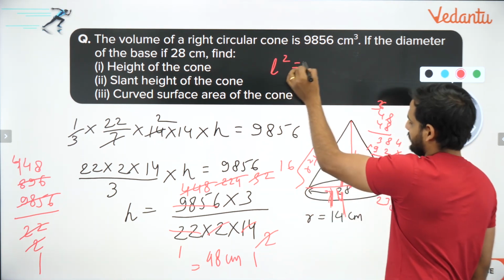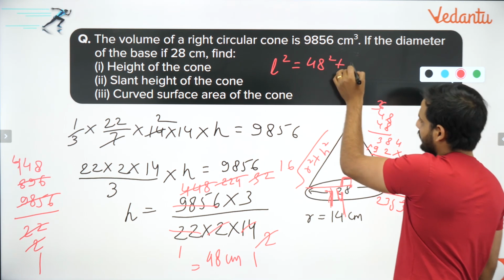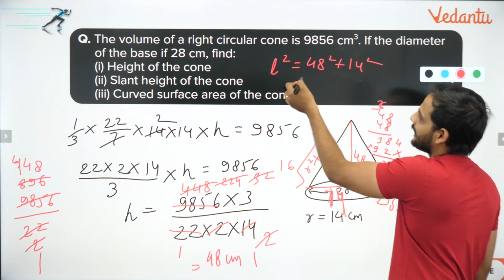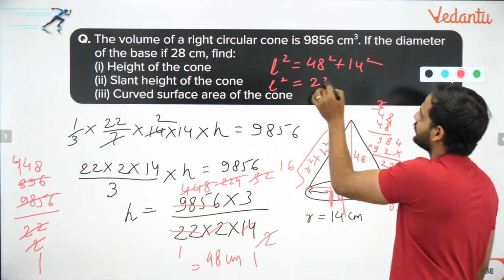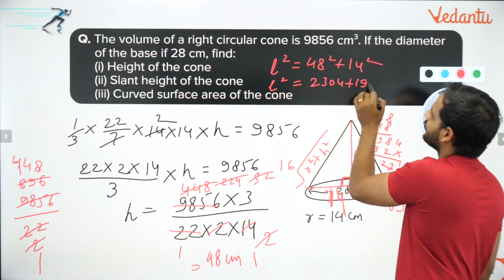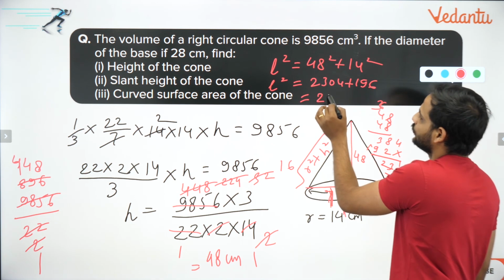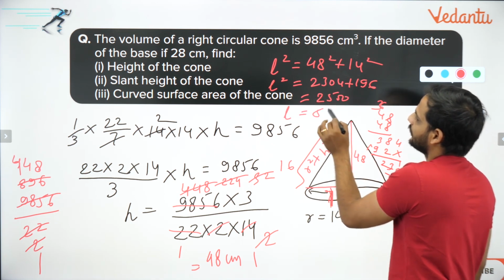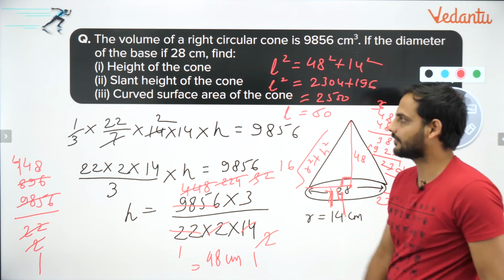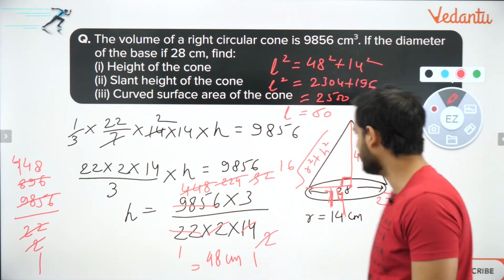So L square is 48 square plus 14 square. So if you will be doing it, L square you will be getting as 48 square is 2304 plus 196. If you will do, you will be getting 2500. That means L is equal to 50. So slant height is equal to 50 centimeter. Curved surface area can be also easily found.